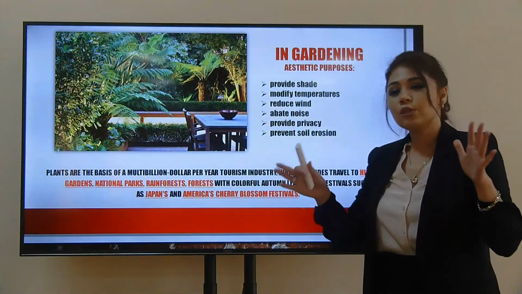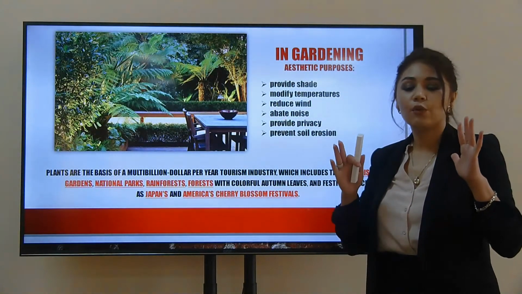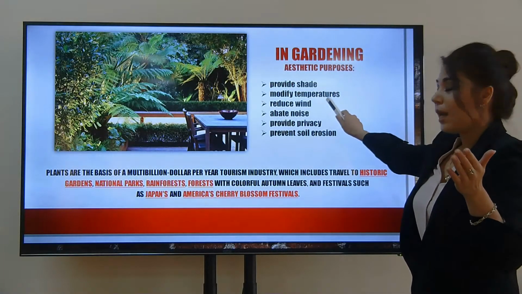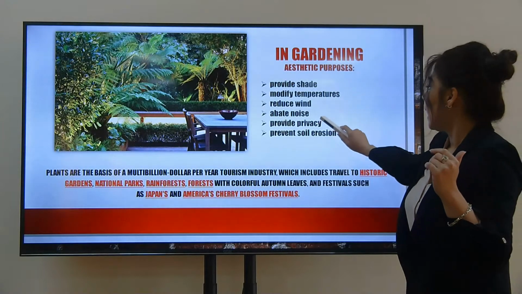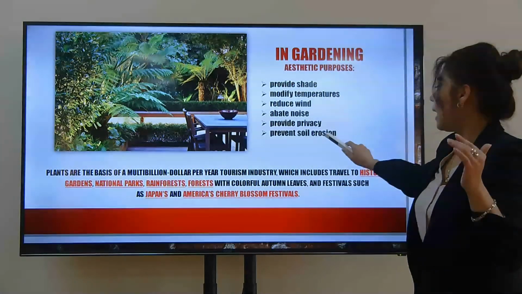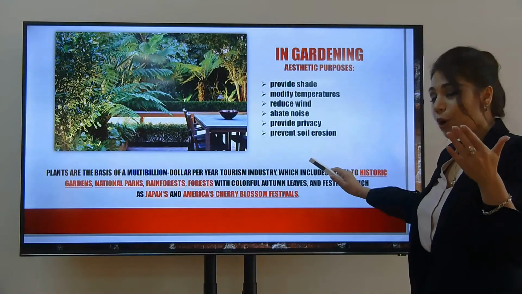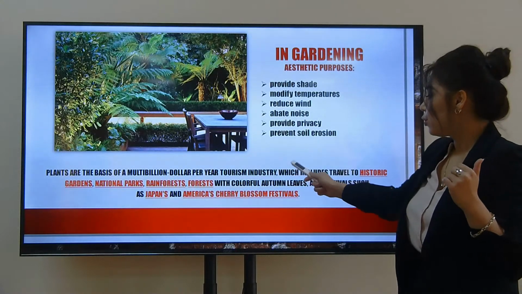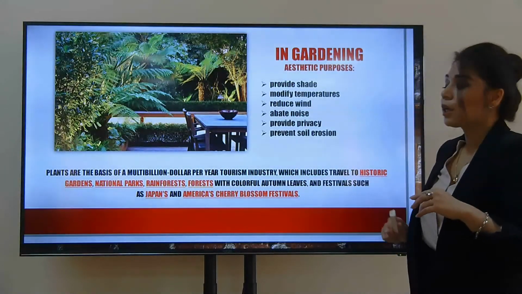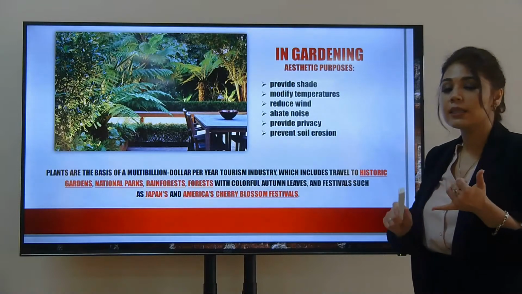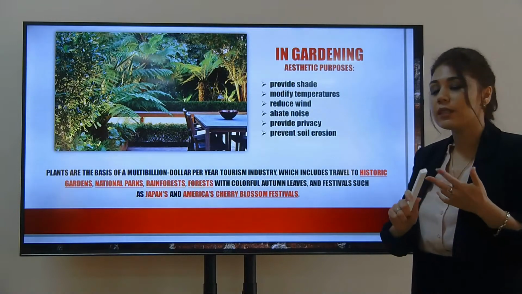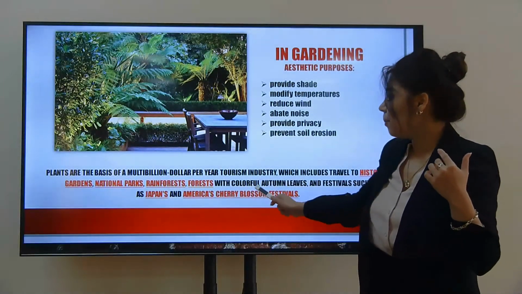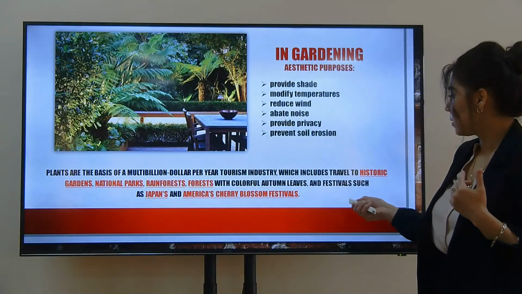Dear students, thousands of plants are cultivated for aesthetic purposes as well as to provide shade, modify temperatures, reduce wind, abate noise, provide privacy, and prevent soil erosion. Moreover, plants are the basis of the multi-billion-dollar tourism industry, which includes travel to historic gardens, national parks, rainforests, and forests, and also festivals such as Japan's and America's cherry blossom festivals.